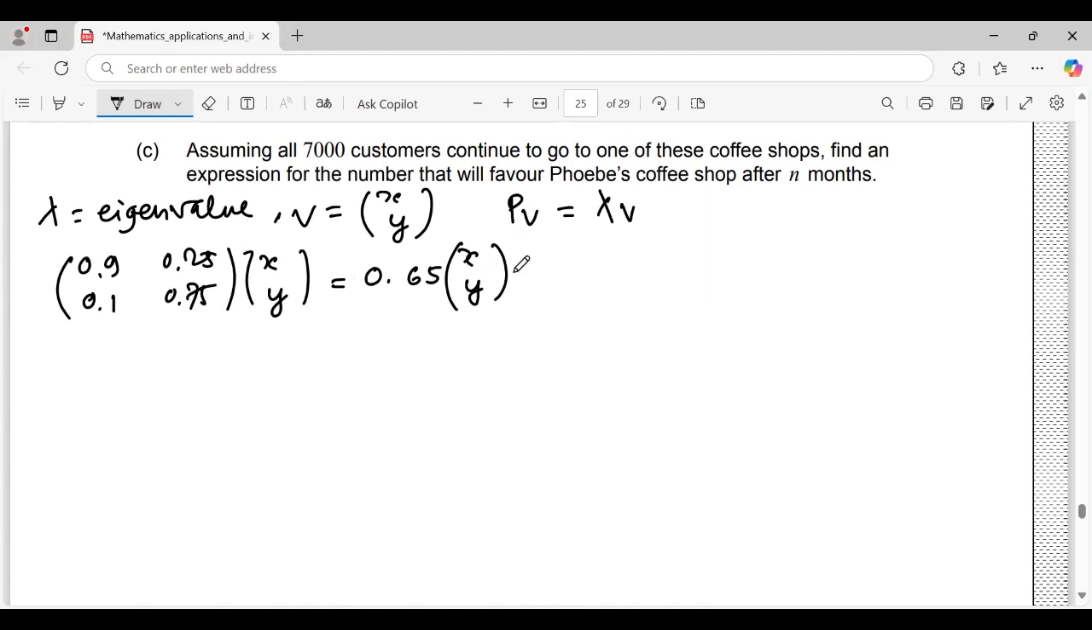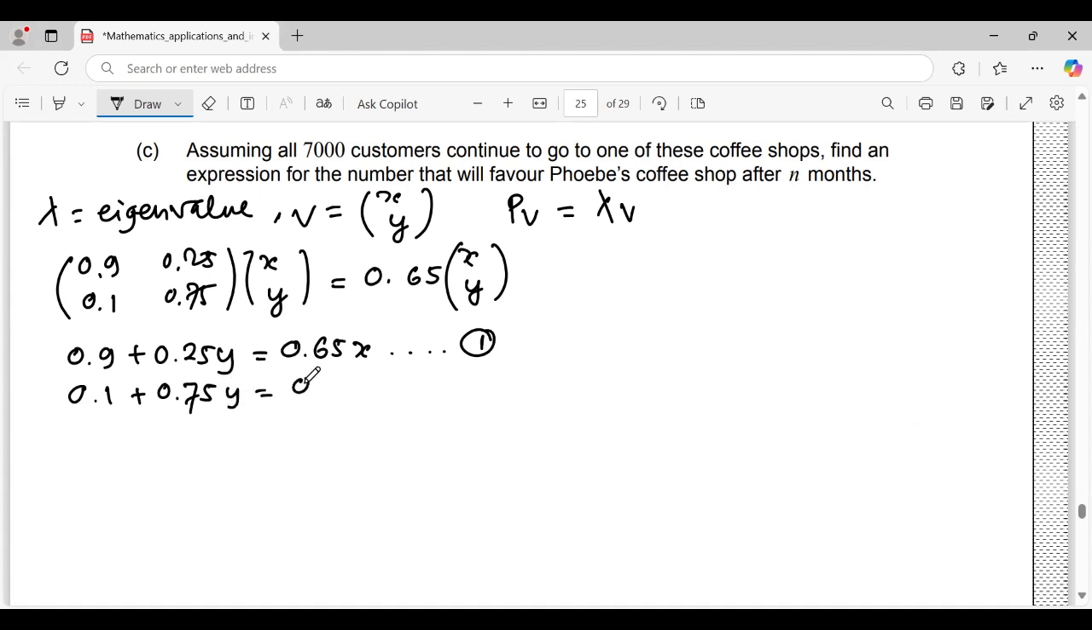This expands into two linear equations. 0.9x plus 0.25y equals 0.65x. This is the first equation. And the second equation, 0.1x plus 0.75y equals 0.65y. The second equation.